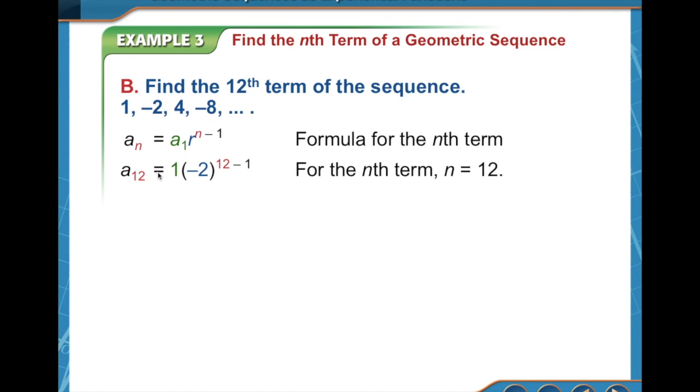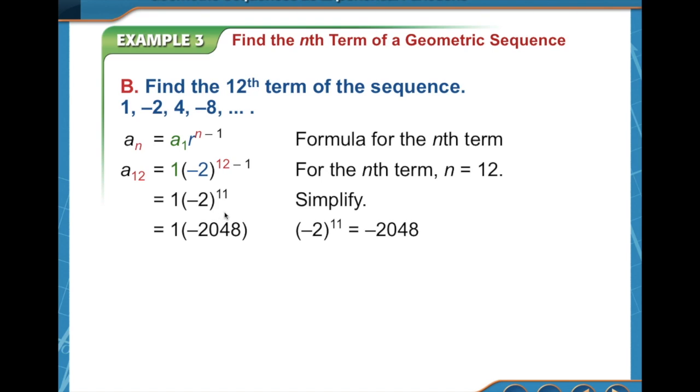So a sub 12 equals 1. All this is the same, times -2 to the power of, now n is 12. So 12 minus 1. Now simplify. 12 minus 1 is 11. So we get 1 times -2 to the 11th. 1 times anything is itself, so we can ignore the 1.